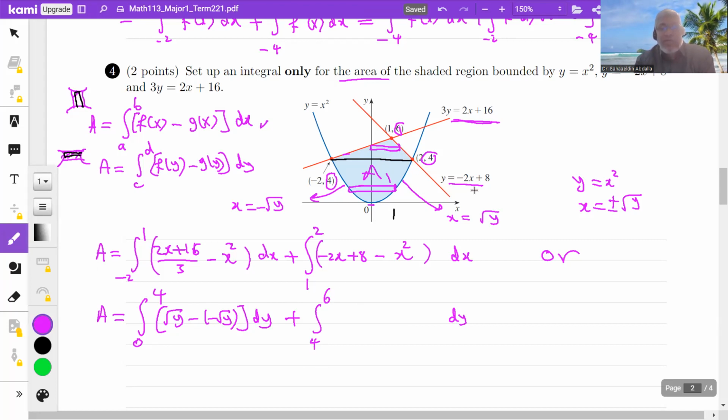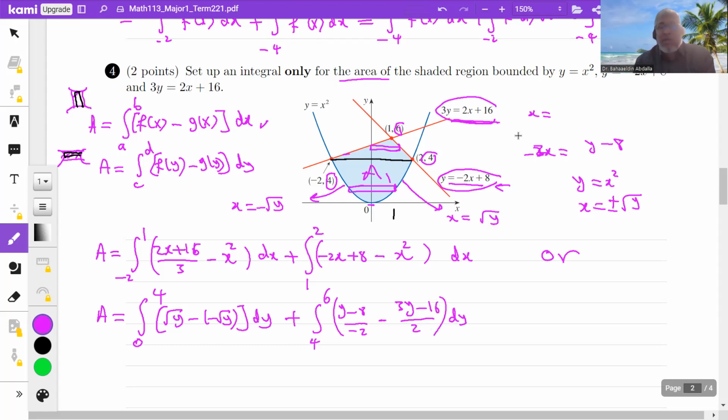And now this line is to the right of this line. So I need it to be a function of y. So I need to solve it for x. So negative 2x would be y minus 8, and x would be y minus 8 over negative 2. So y minus 8 over negative 2 minus the other curve, but I need it to be solved for x, which is a line again. So x is 3y minus 16 over 2.